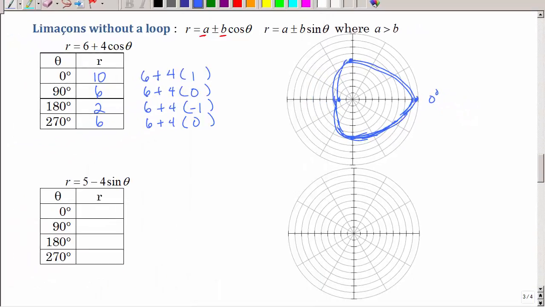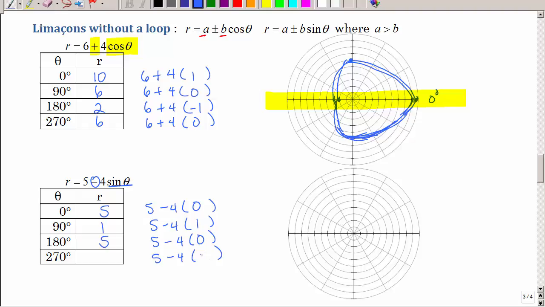But again, I want to go back to that symmetry. We have cosine, we have a plus sign, symmetric with that horizontal axis, and the most of the graph is on the positive part of what we would call that x-axis. Right? So on this one, I would anticipate symmetry with the y-axis and most of it being on the lower part. Right, so we would have 5 minus 4 sine theta. The sine of 0 is 0. The sine of 90 is 1. And the sine of 270 is negative 1. So here we have 9.